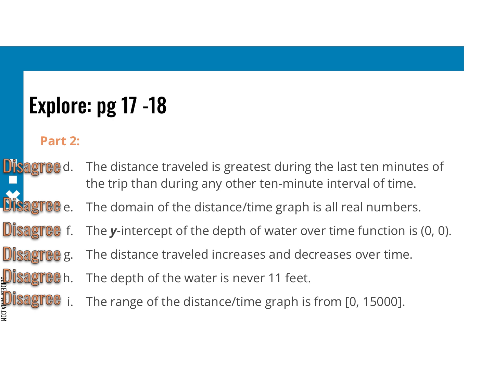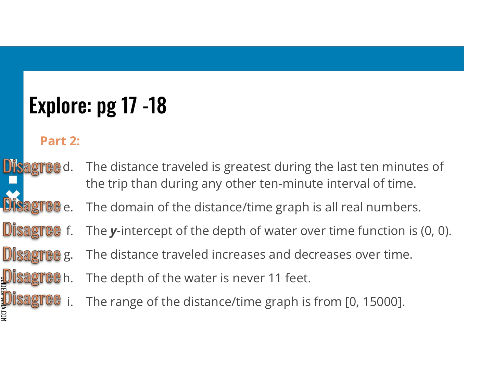E, the domain of the distance over time graph is all real numbers. I'm going to disagree on that because our domain only goes from 0 to 120. So they're saying it's all the numbers in the world, but actually our domain goes from 0 to 120. So I disagree. F, the y-intercept of the depth of the water over time function is 0, 0. If we look at this, we are looking at our y-intercept, right? So that's not our y-intercept, and so we don't agree with that one.